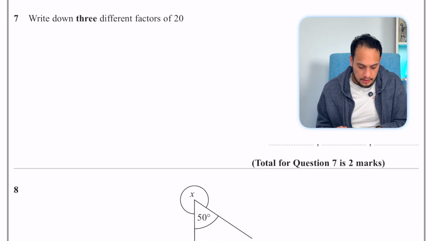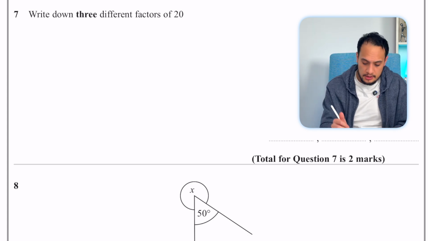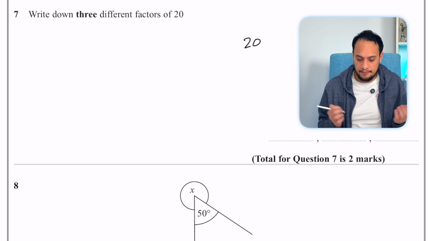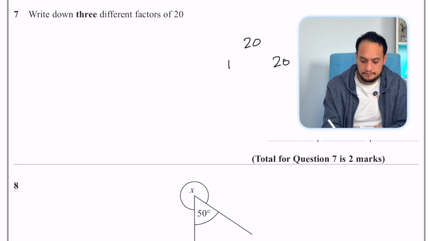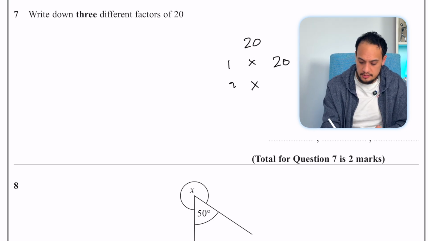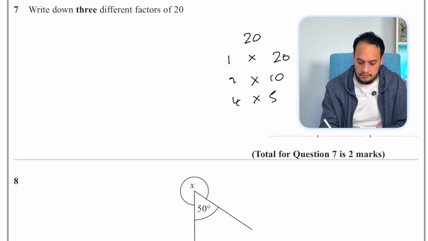Next one, 7. Write down 3 different factors of 20. Factors come in pairs. They make this number 20. So I'm just going to list the factors and we can pick any of them. So 1 and 20, because 1 times 20 equals 20. 2 times 10. Then we've got 4 times 5. And we can pick any of them. So just for fun, let's pick 4, 5, and 20.